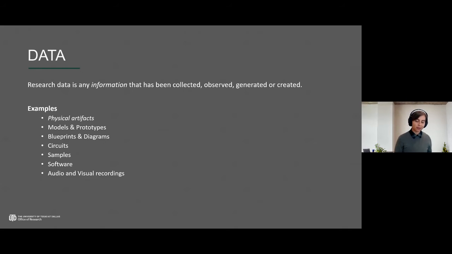A lot of times when people think of data, they think of raw data or data points or data sets, but in research, data is any information that has been collected, observed, generated, and created. So that includes physical artifacts such as models and prototypes, blueprints and diagrams, circuits, samples, software, and even audio and visual recordings. So all these different types of information are considered data. And I'm going to say the word data a lot in this presentation. So keep in mind that when I say data, I mean all these different types of information.